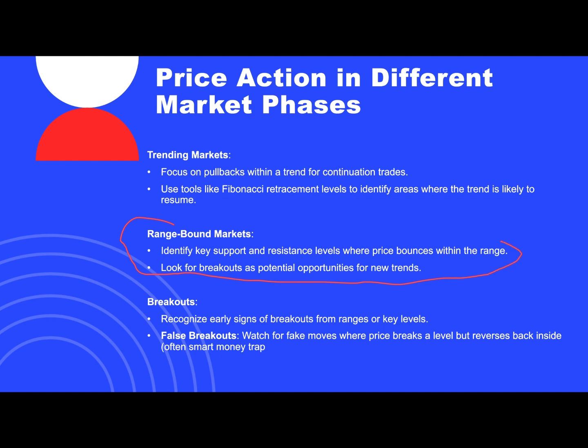Range bound markets are basically things to do with support and resistance. Just go do some research about support and resistance. Then for breakouts, we'll be looking at failed supply and demand zones and how to capitalize on them, because even if a supply or a demand fails, they still have underlying orders in the opposite direction. So we'll be looking at how to trade those specific orders outside of those levels. So basically, breaker blocks, but we'll talk about that in depth.